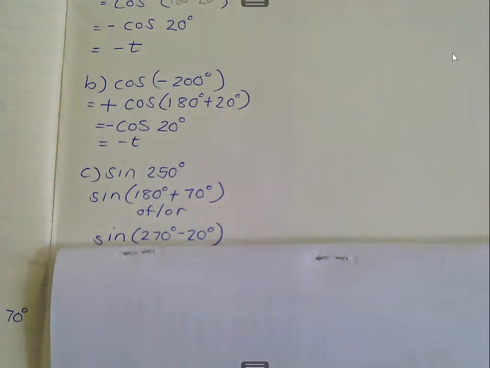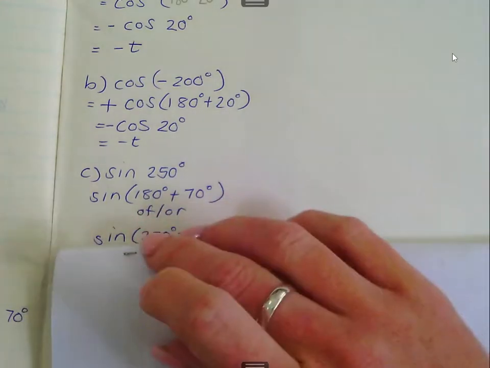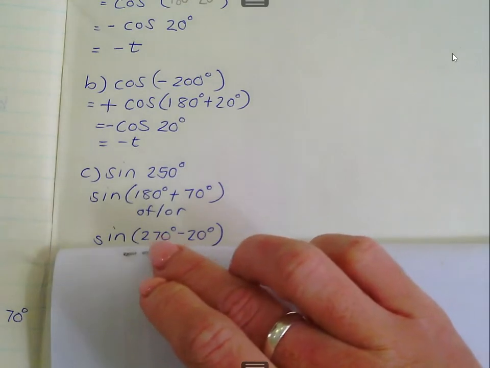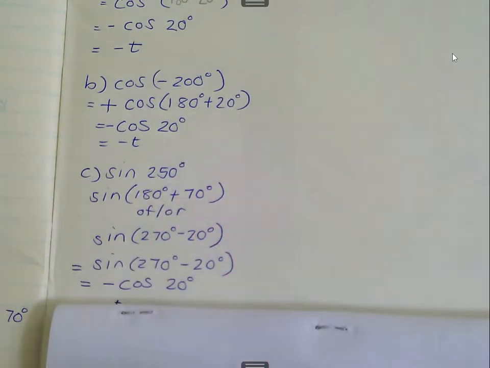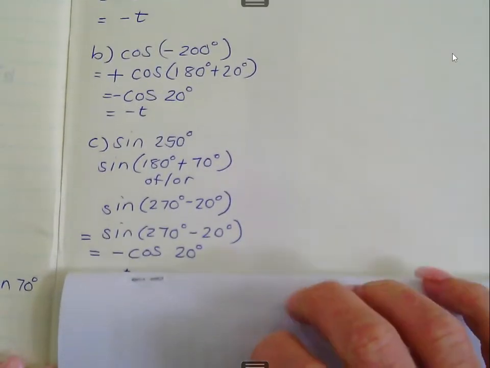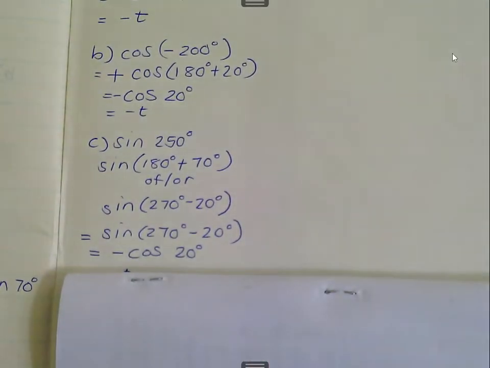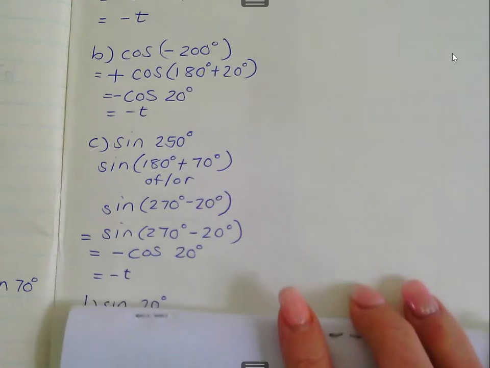Okay, which quadrant is that? Third. What is sin in the third? Negative. So it's going to be negative cos 20. So what is it in terms of t? Negative t.